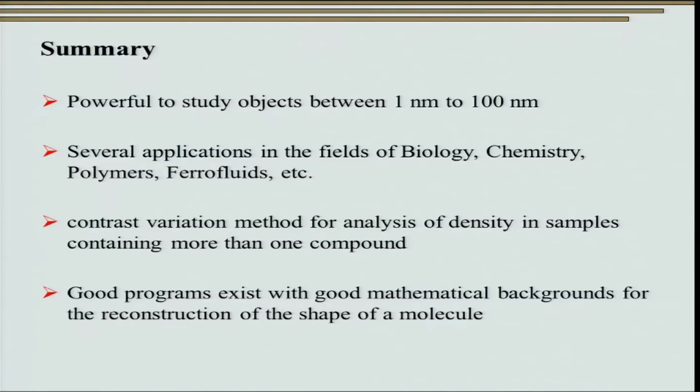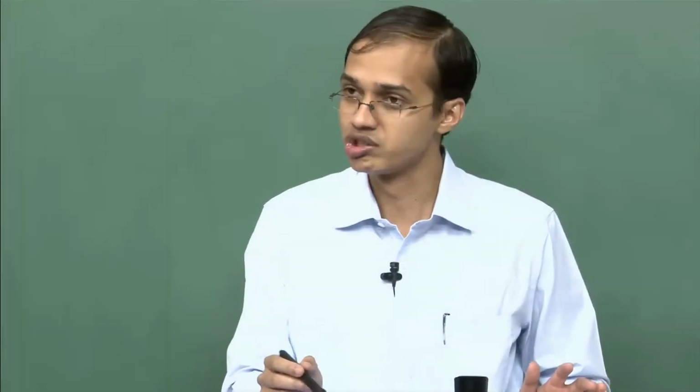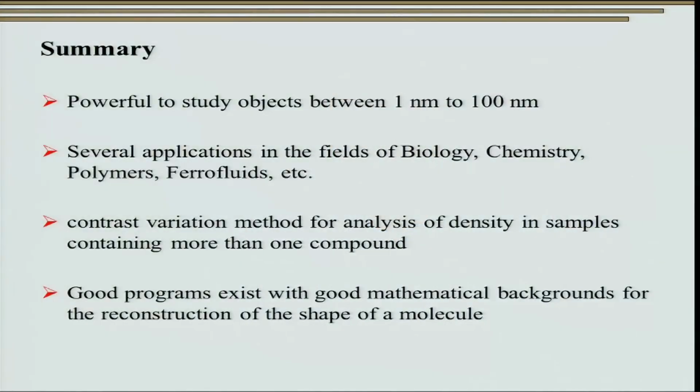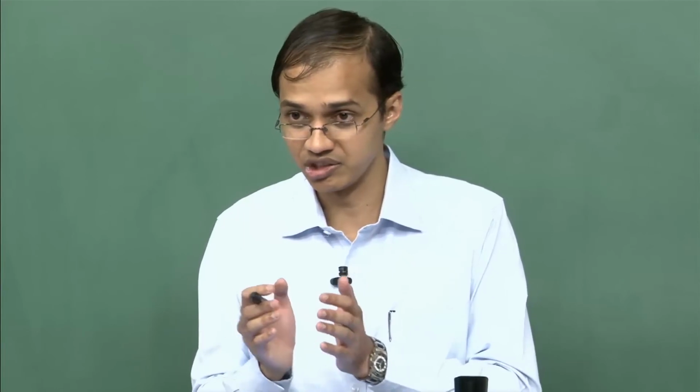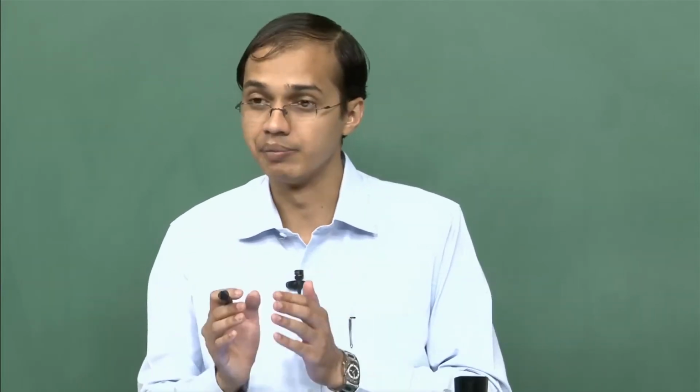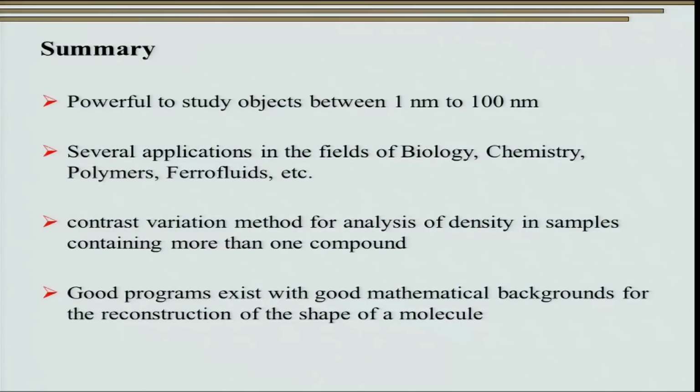So, to summarize, I hope you appreciate that small angle neutron scattering offers us a very powerful tool to study objects between 1 to 100 nanometers. It is used widely for several applications in the field of biology, chemistry, polymers as well as ferrofluids. The most important advantage is the contrast variation method for analysis of density in samples containing more than one compound. So, we can get different kinds of phases present in the same material, and we are able to separate them in a much better way using small angle neutron scattering.